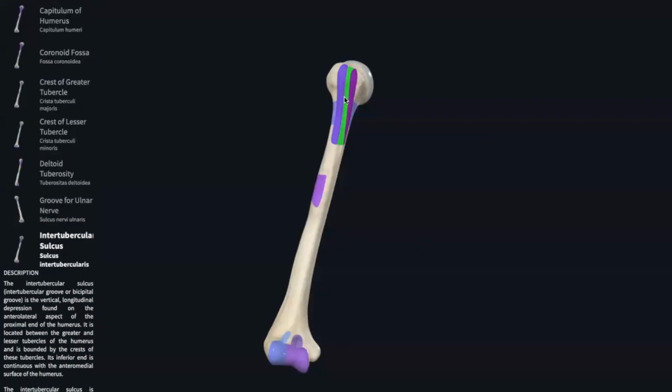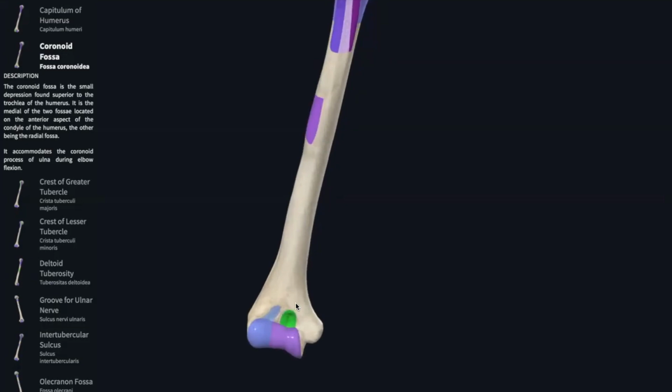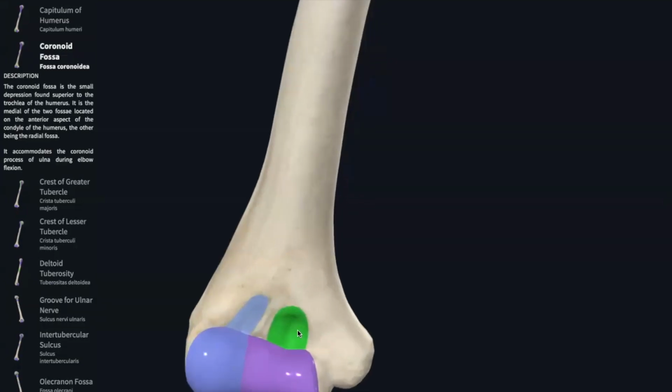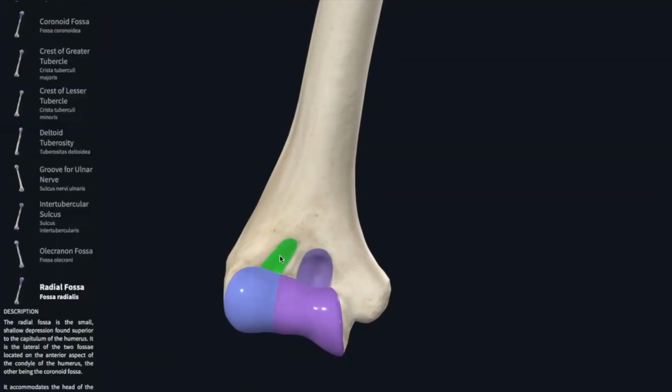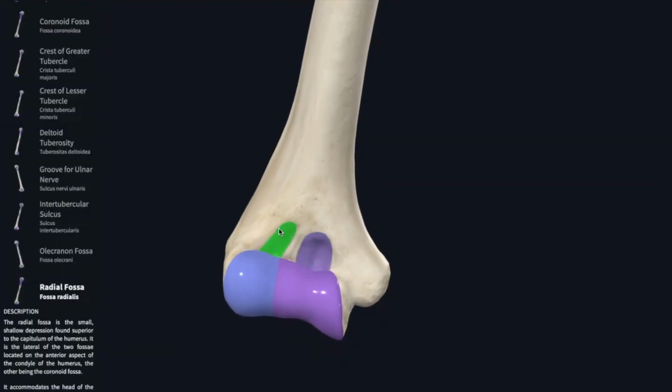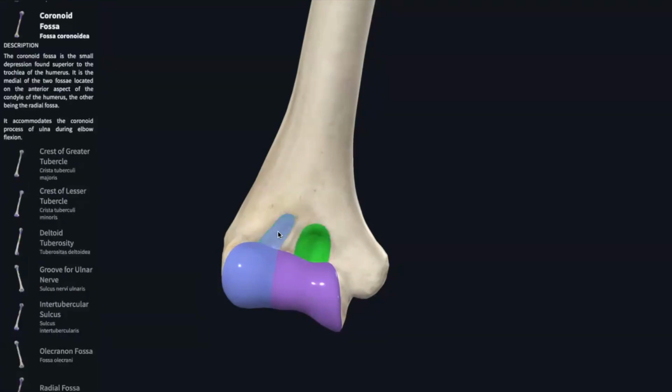Here is the intertubercular sulcus highlighted in green. The coronoid fossa, which is this part right here, the little indent on the anterior side of the humerus. Next, we have the radial fossa, which is going to be on the side of the radius as opposed to the ulna. It's right beside the coronoid fossa. So coronoid fossa, radial fossa.